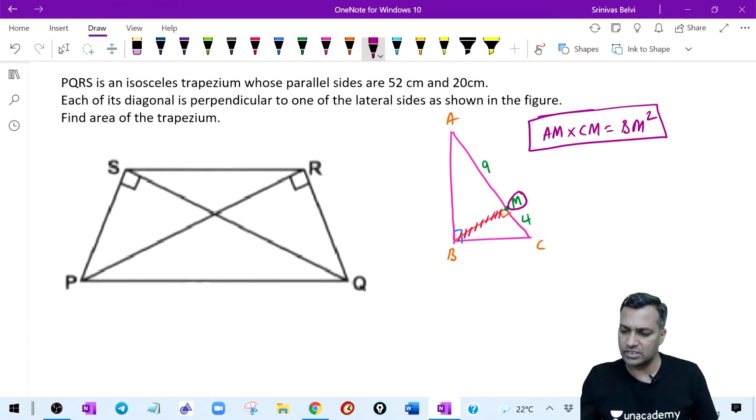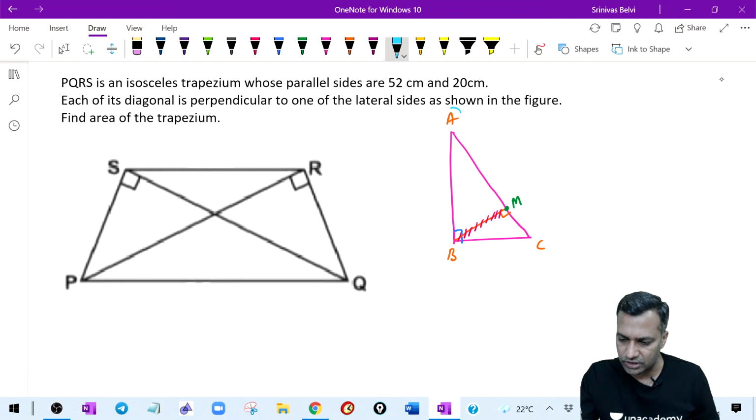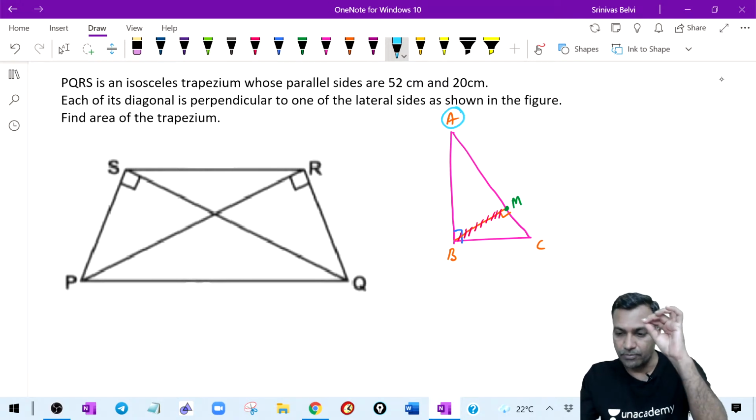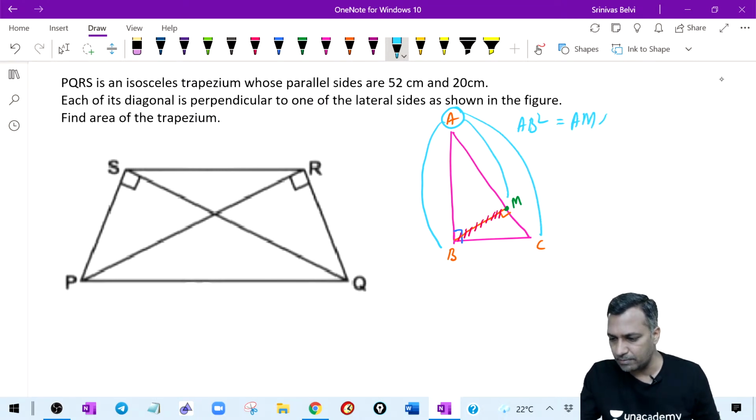I also told you a few other things. Take the critical points on the hypotenuse. A is one critical point. From A, the three lengths are AB, AM and AC, and you can write AB square is equal to AM into AC. The proofs come from similarity of triangles.